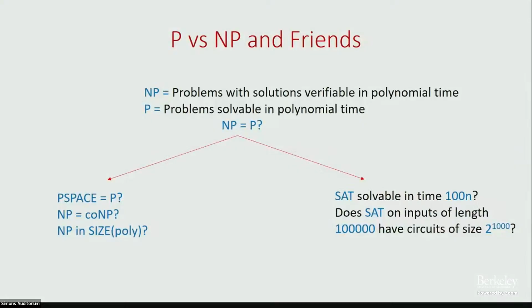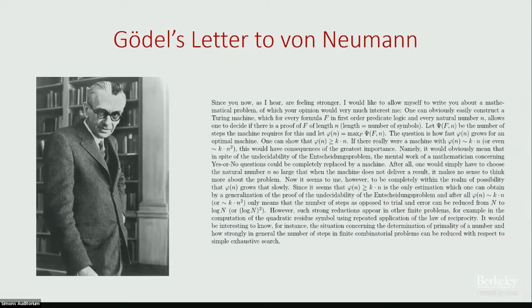Okay, let's start off with this famous letter of Gödel to von Neumann from 1956, which anticipated the P versus NP problem. It's quite an extraordinary letter. Many of you might have seen it already. But let's look at what it says.